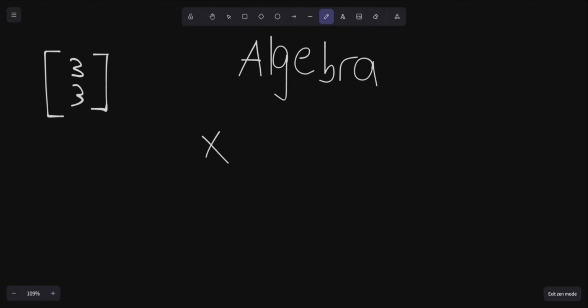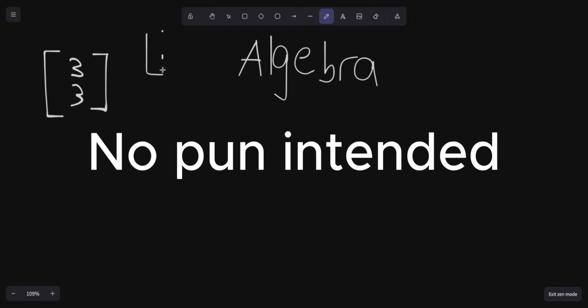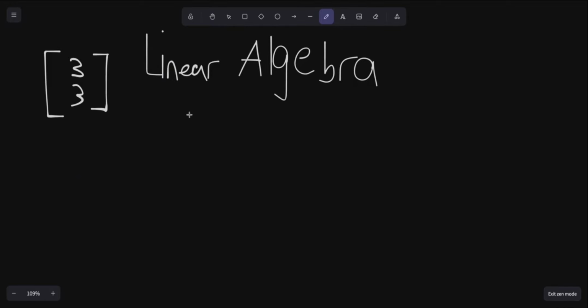Well, the fundamental component of linear algebra would be the vector. And specifically, there's something called a matrix. So in linear algebra, the vector is kind of like the unit, or the source of life, for linear algebra. And you have something called a matrix, okay?